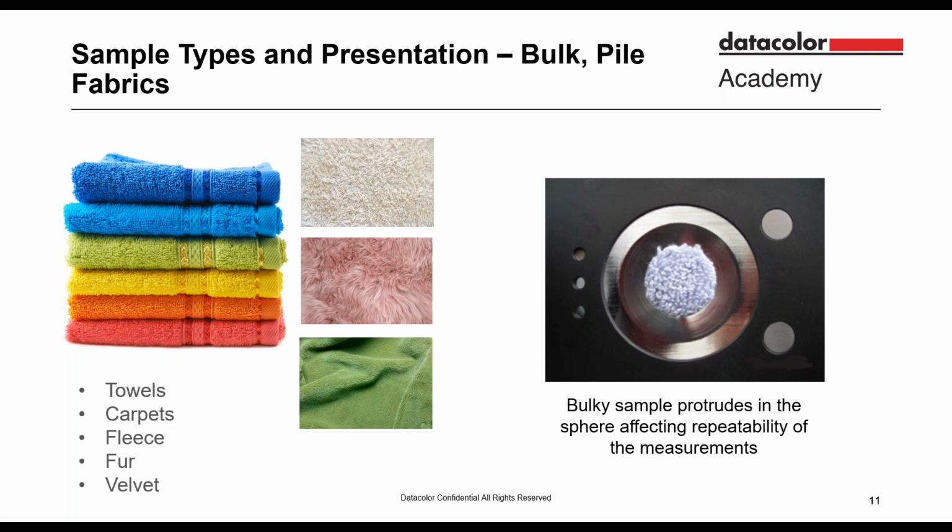Following our webinar, we will discuss now how to present other types of samples that are not as simple as knitted or woven materials. We are going to talk about bulky and high pile fabrics. These include towels, carpets, fleece, fur, velvet, etc. The issue with these samples is that when we place them in the aperture of the instrument, because of the nature of the material, the texture, the sample protrudes inside the sphere.